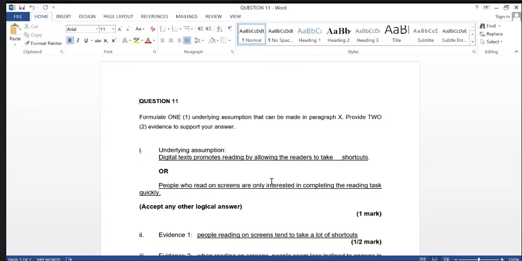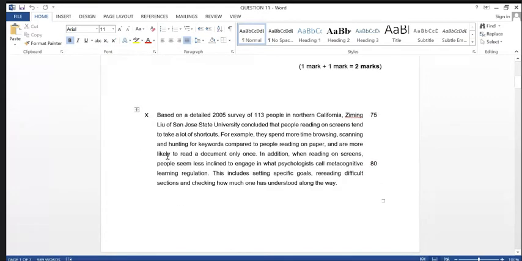All right. In the perspective of a writer, when they ask you to formulate one underlying assumption that can be made in paragraph X, you have to ask yourself, what do you think is assumed by the author that led the author to write what he wrote in that paragraph? For example, here, they ask you to make the assumption based on paragraph X. So based on what belief do you think paragraph X has been written. And this is paragraph X.